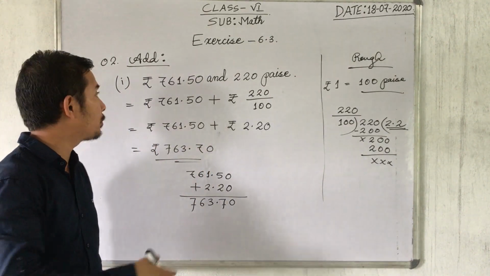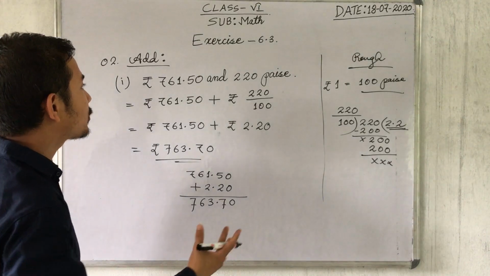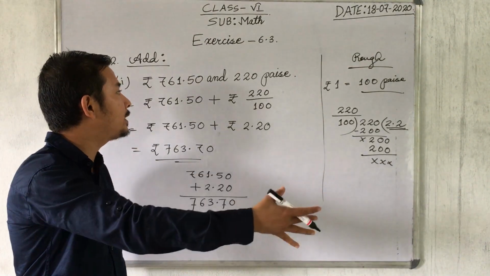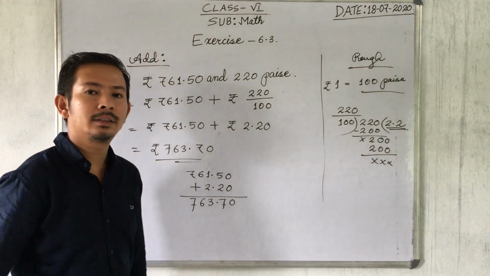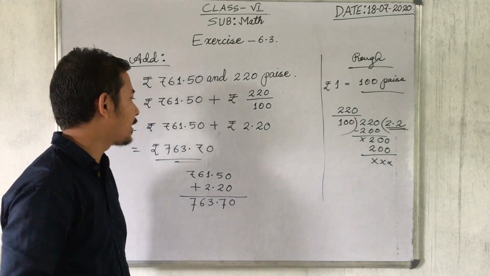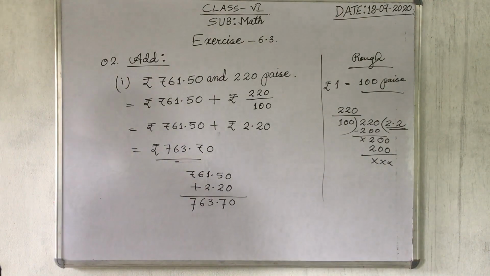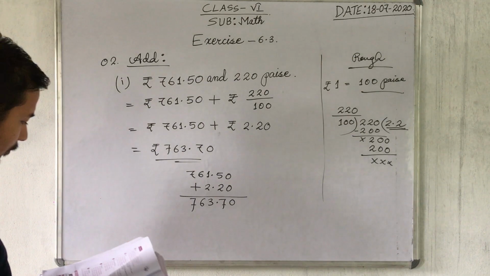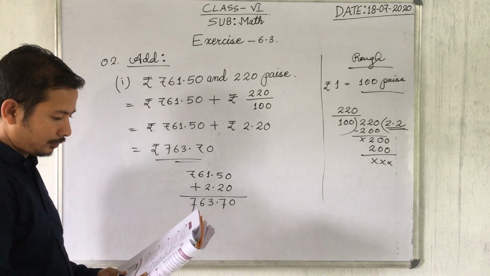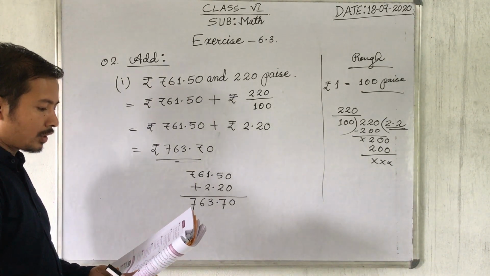Question number 2 is also addition. But first of all, we have to convert paise into rupees and then we have to add. Understood? Very simple. Try to understand. So this was question number 1. Now I am going to do question number 3 also.